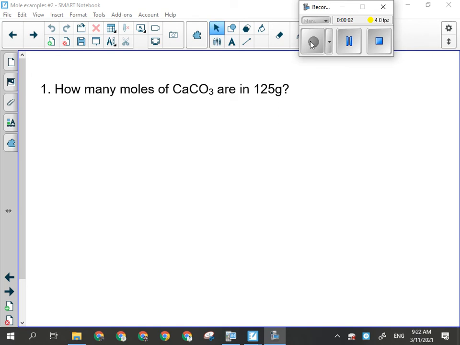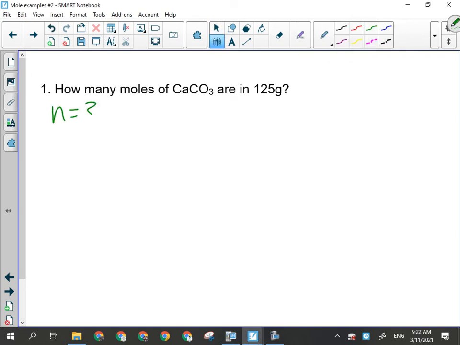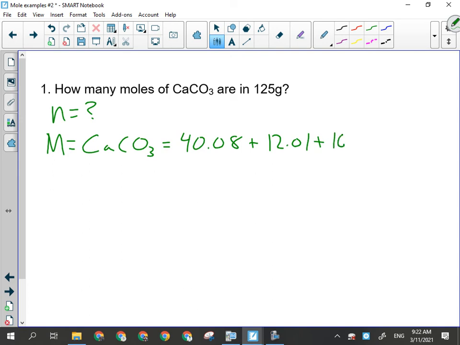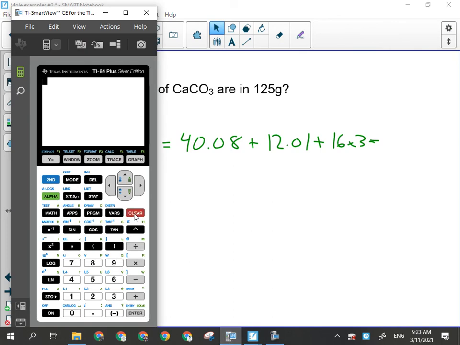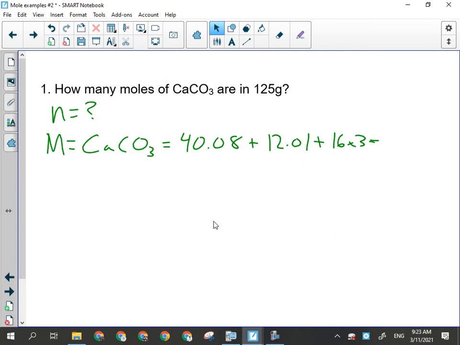Okay, so for our first one, we're looking for the number of moles. This is another example of one of the easier ones, of CaCO3, calcium carbonate. We're going to have 40.08, that's our calcium, 1 carbon, so that's 12.01, and 3 oxygens, 16 times 3. So 40.08 plus 12.01 plus 16 times 3. Okay, so 100.09 is our molar mass for that one.